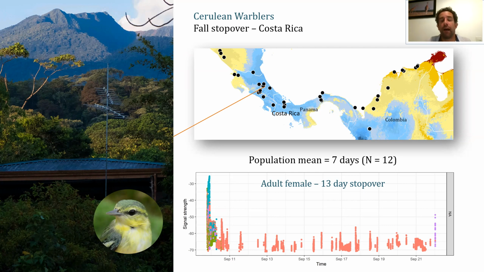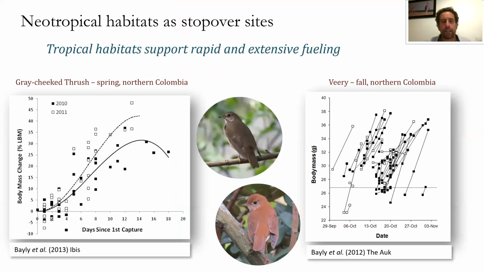So here we have the detection pattern of an adult female during 13 days in mid-September, with each dot representing a detection on our automated telemetry station. And you can see a clear departure signal at the end, on the 21st of September, that spike of orange dots as the bird takes off and departs south. So these extended durations seem to be common. We can see them again here in these two examples of Catharus thrushes in Colombia.